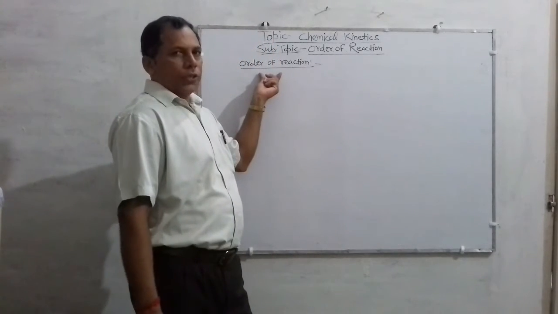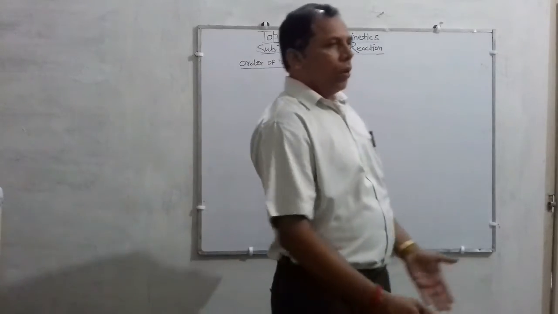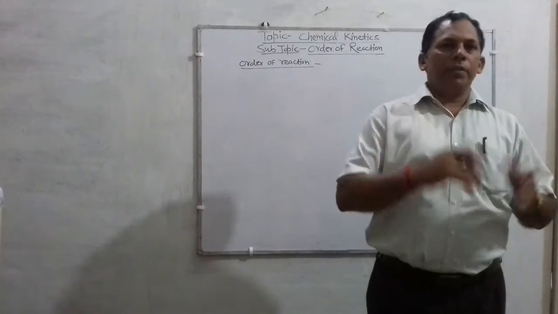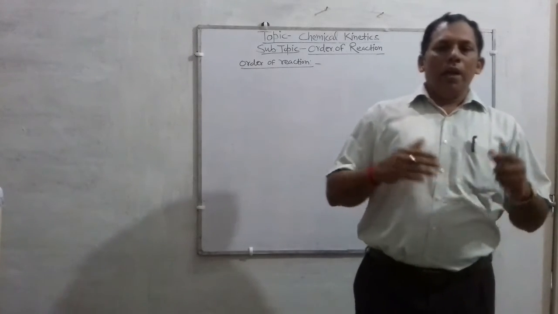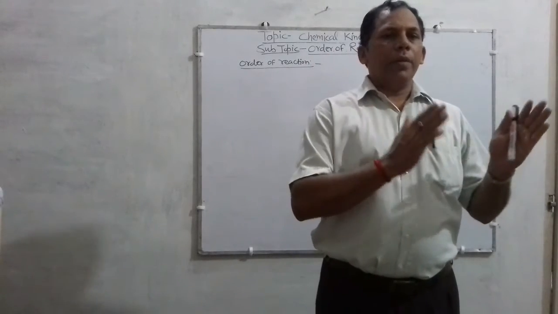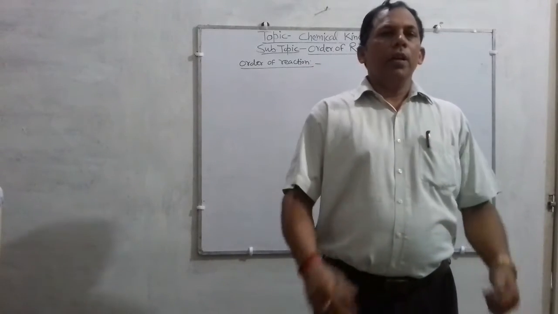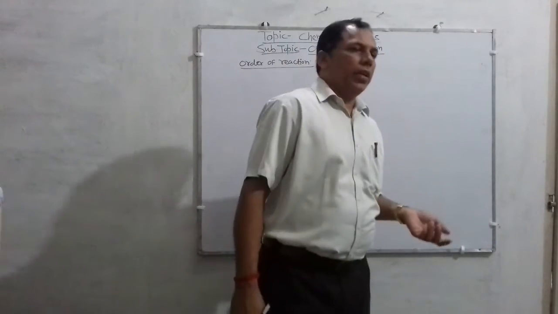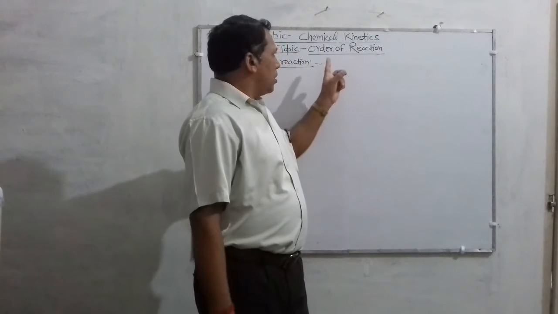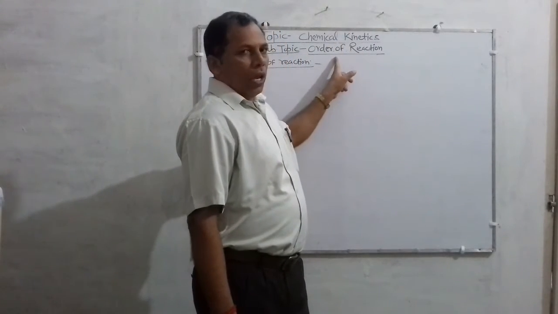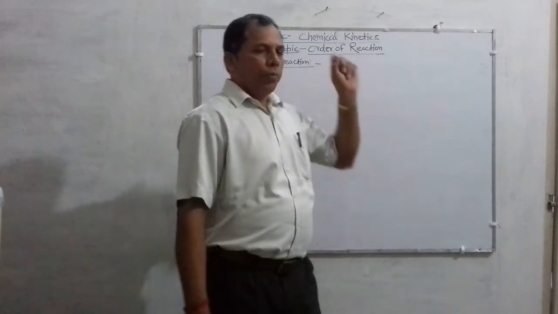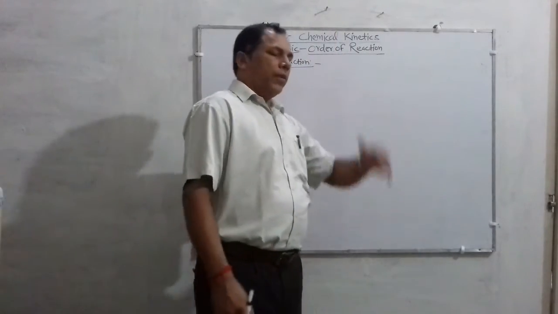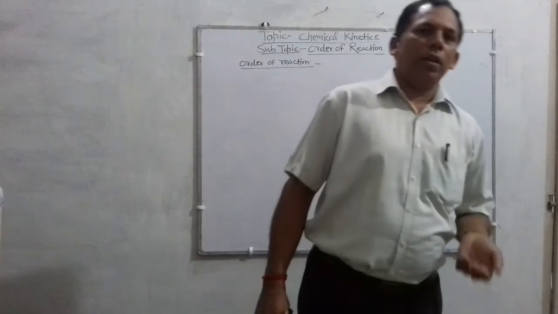So, what is order of reaction? How can order of reaction be determined? How is order of reaction related with a rate constant, and how can a rate constant be related with half-life period, meaning t half? All these points we are going to study in the concerned chapter, that is chemical kinetics, and the point which we are going to learn is order of reaction. So first of all, what is order of reaction?